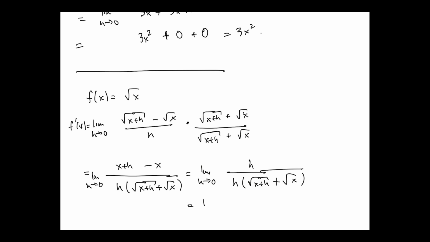And so we get the limit as h goes to 0 of 1 over square root of x plus h, plus square root of x. Okay, now, here we have to be a little bit careful. Is it a problem if I just plug in h equals 0 here? Do I get a division by 0? No. Okay, so I can do that. And if I plug h equals 0 in, then what do I get? 1 over root x plus another root x is 1 over 2 root x.